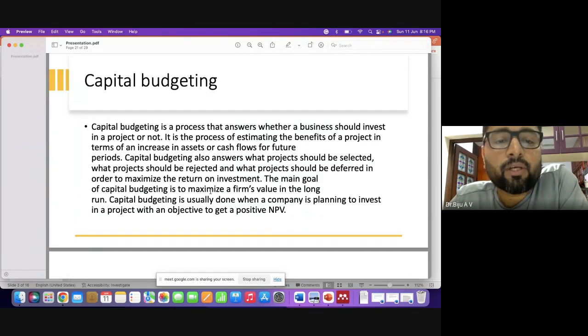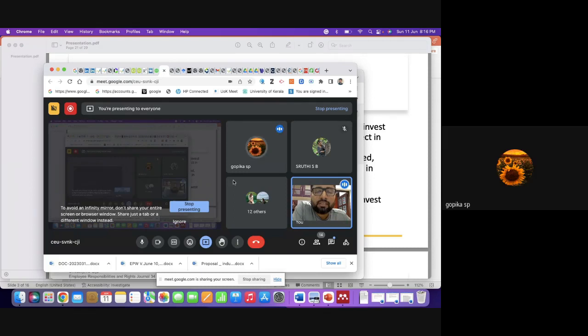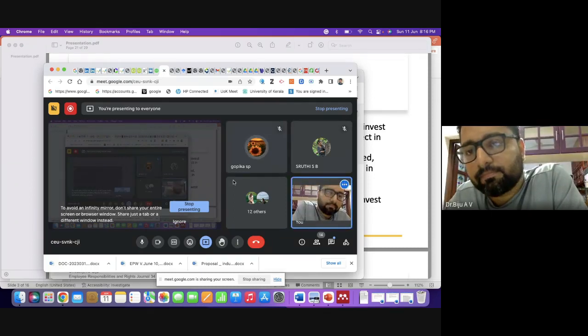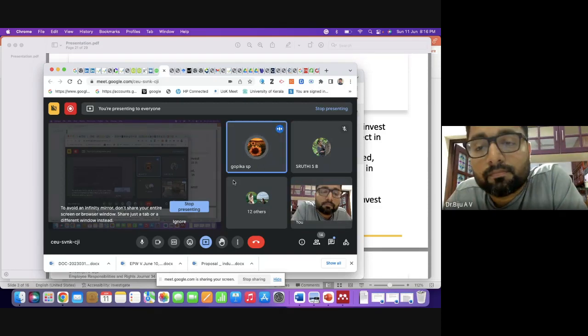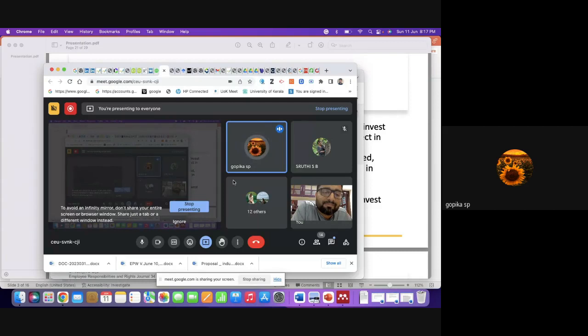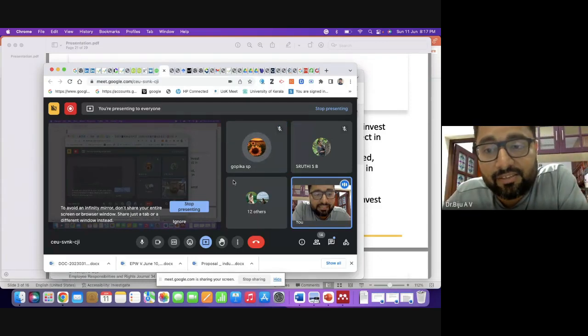And the very important portion, that is capital budgeting. So what is capital budgeting? Just a simple concept: a decision related to fixed assets.